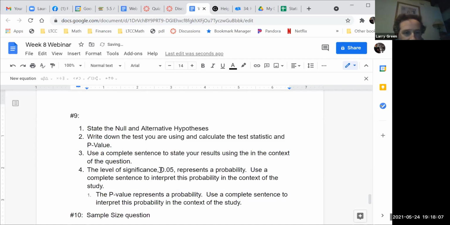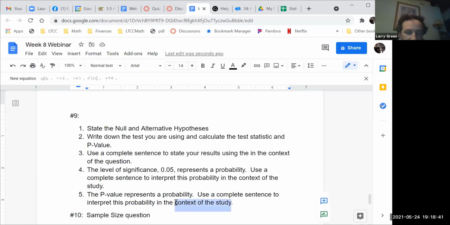Number 4 is the level of significance. I'll even tell you I used 5%. It represents a probability. Use a complete sentence to interpret the probability in the context of the study. Okay, and I want to mention something. The context of the question. The context of the study. And then the next one. The p-value represents a probability. Use a complete sentence to interpret the probability in the context of the study. If all you do is give me the definition of the p-value, that's not in the context of the study.